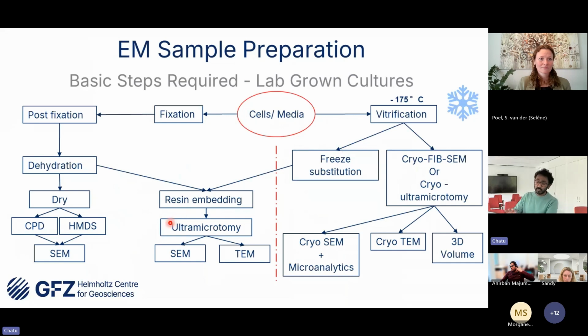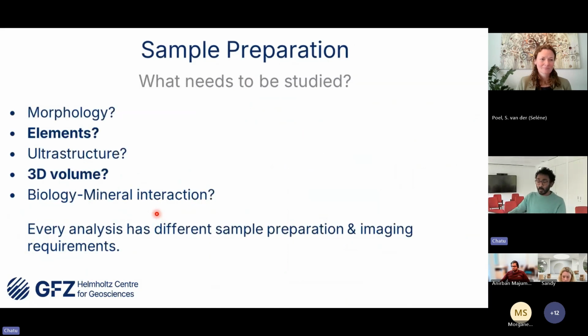So I'll be giving a couple of examples of how we're going to achieve this, and what we have achieved so far. When it comes to sample preparation, there are a couple of things we have to consider, because if you want to see the morphology, or the elements of the minerals, or the ultrastructure, it would be nice to see everything at once, but unfortunately we can't do that.